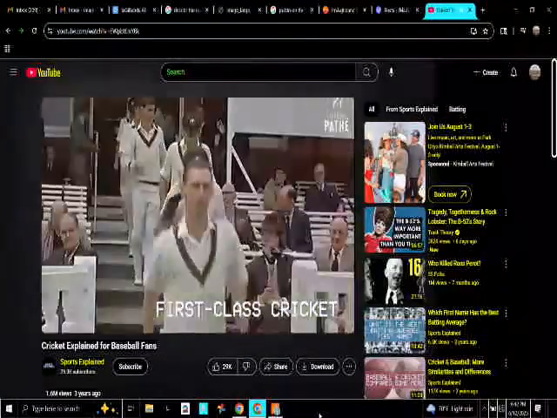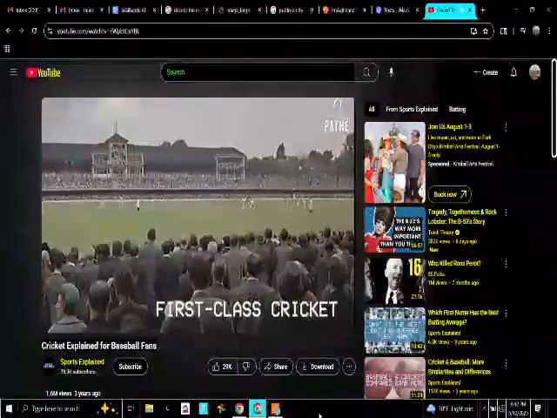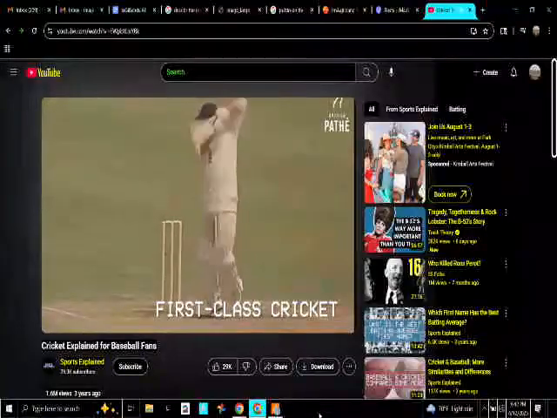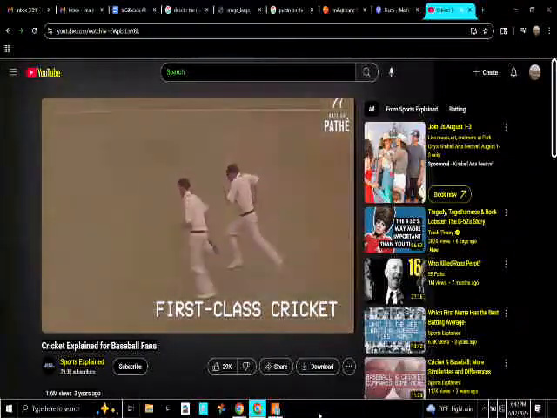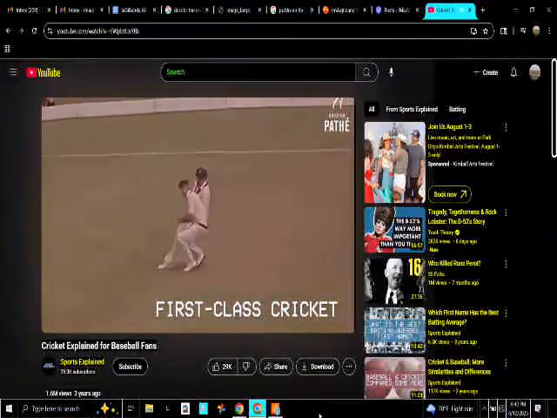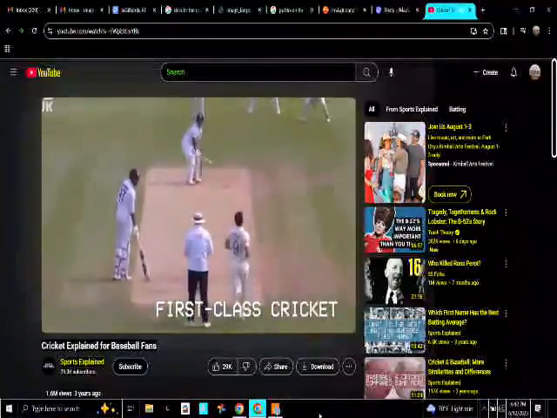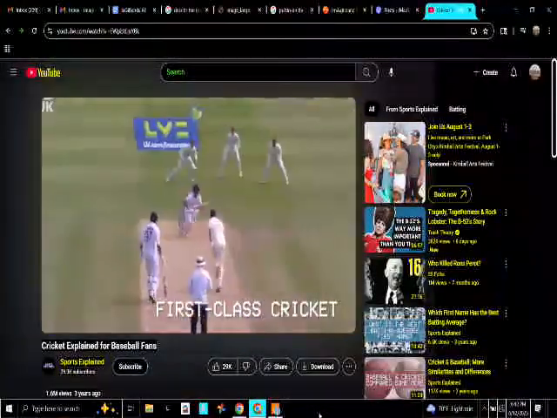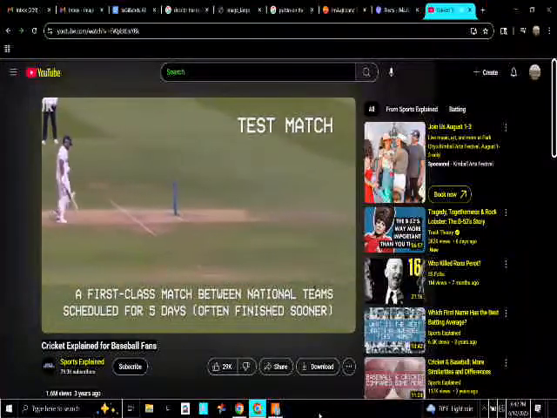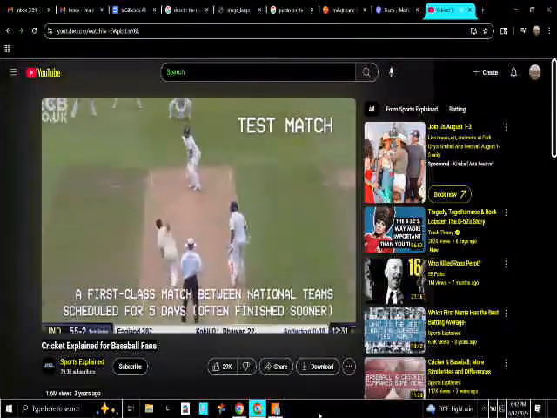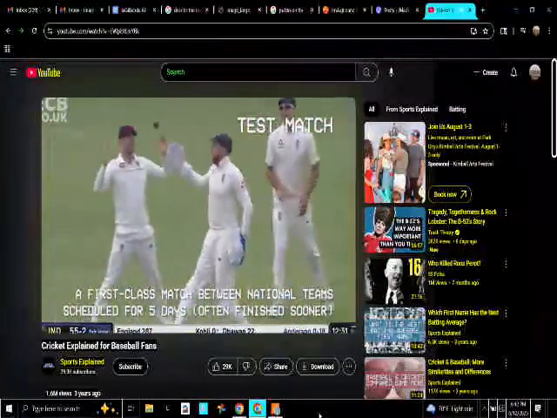First class cricket is what a lot of people think of when they think of cricket. We're talking about the games that go on for several days. Everyone is wearing white. Maybe the Queen shows up. And first class cricket is most associated with the 5-day-long test matches that international teams play against one another. They're scheduled for 5 days, but they might be completed before that.